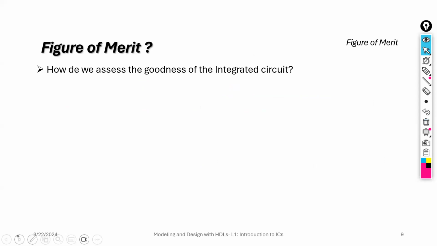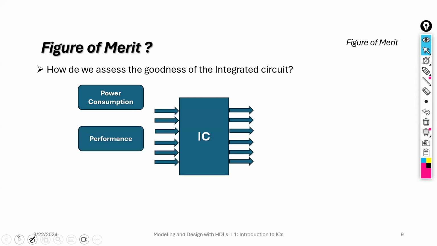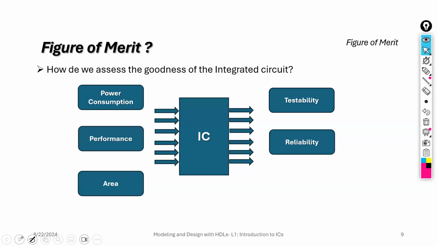Now let us see the figure of merit. How do we identify that your IC is good? The IC can be judged based on these parameters: power consumption, performance, area, testability, reliability, and scheduling. We focus on low power ICs, high performance ICs, and low area ICs. In the same way, it must be testable.